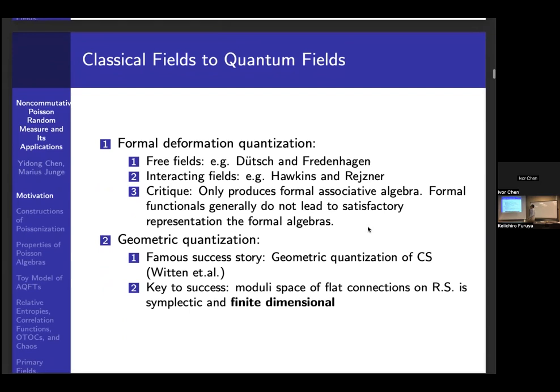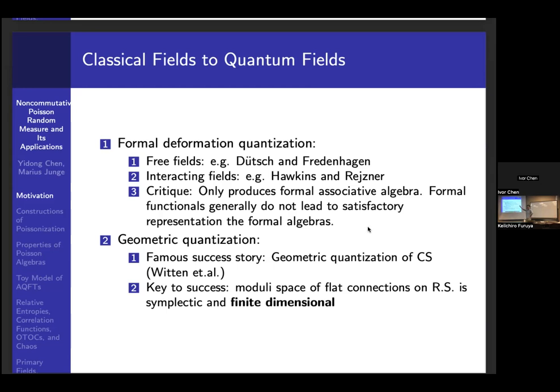Okay, then there are ambitious guys that take that picture, directly apply this to classical fields, and they want to come out with some quantum fields. Well, you still have your formal approach, that's still doable. In free fields, there's an attempt by Dütsch and Fredenhagen, and for interacting fields you have Hollands and Wald. These are just representative works. Many more works follow, but all of them are formal in the sense that they only produce a formal associative algebra, and they only produce a functional that doesn't really have a representation theory on it. By that, I mean you cannot really produce a Hilbert space out of that state, out of that functional, which is why it is formal instead of strict.